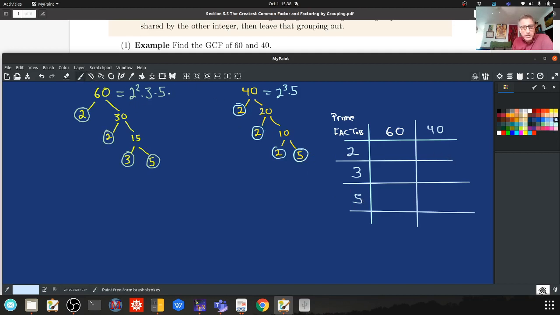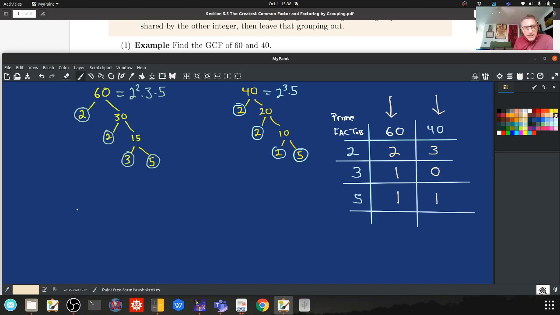So now what I want to do is write some interesting information. So it's probably easiest to go down the column. When I look at 60, I write how many 2's appear in the factorization of 60. Well, 2 appears twice, 3 appears once, and 5 appears once. And let's do the same thing for 40. 2 appears 3 times, 3 does not appear at all, and 5 appears once.